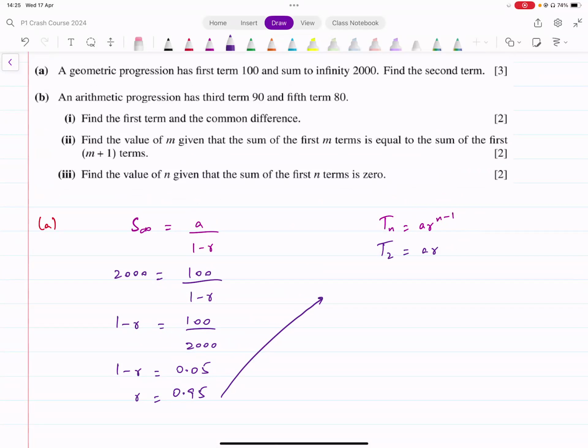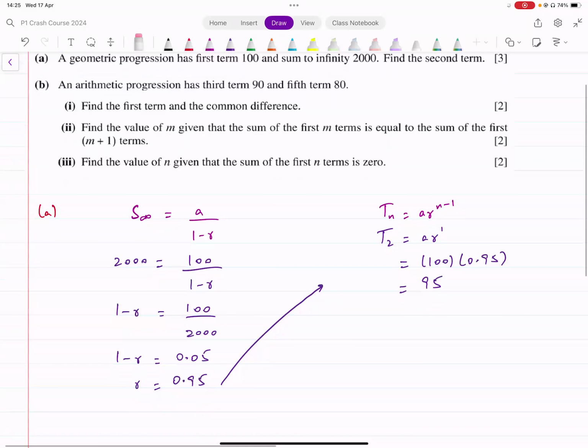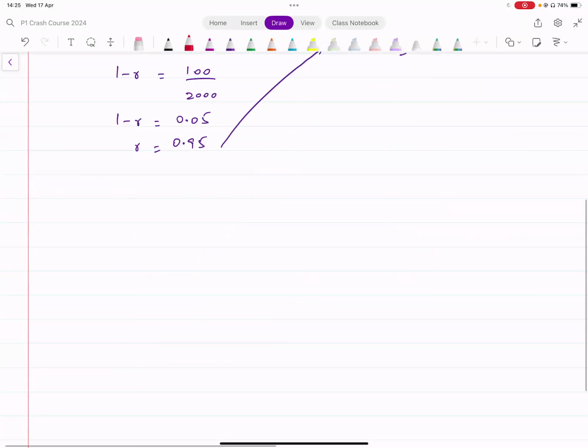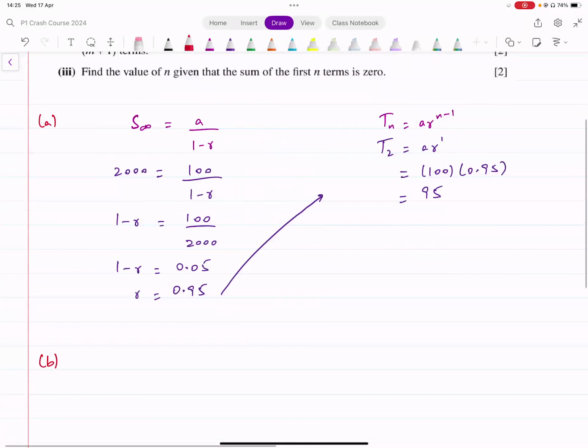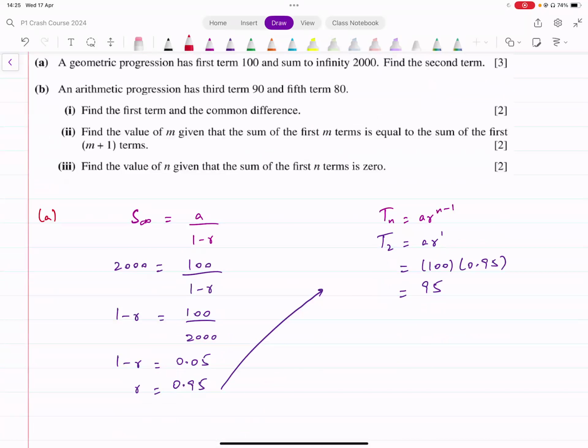That's just 1, right? Now input values, A is 100, R is 0.95, and that will give you the second term, which is 95. Okay, or you could just do it mentally as well. If the first term is 100, ratio is 0.95, you just have to multiply 100 by 0.95 to get 95 directly, just in your head. Okay, that's the first term. That's the second term, sorry. That's all that you had to do in the first part.